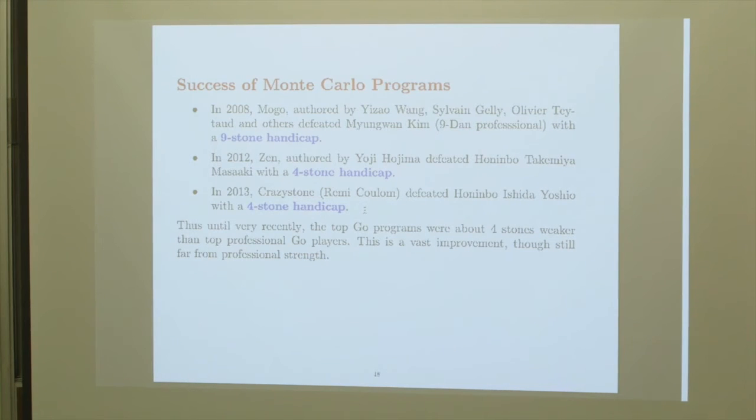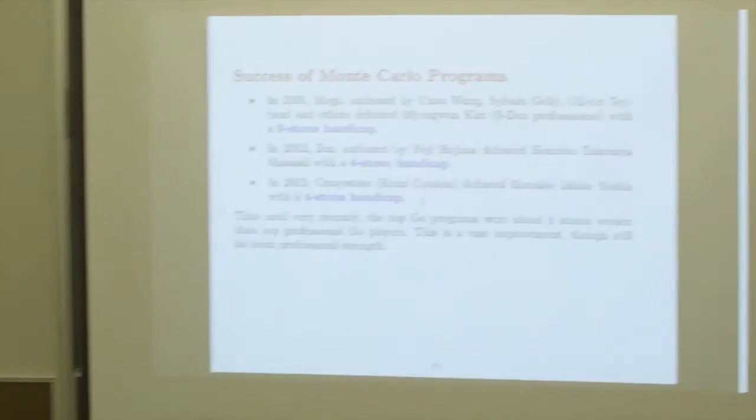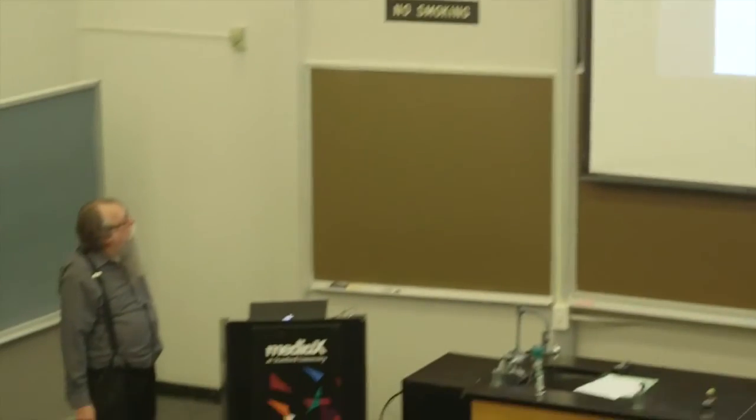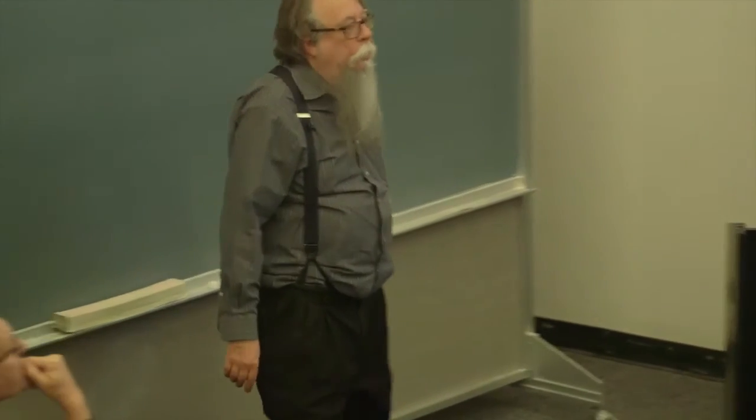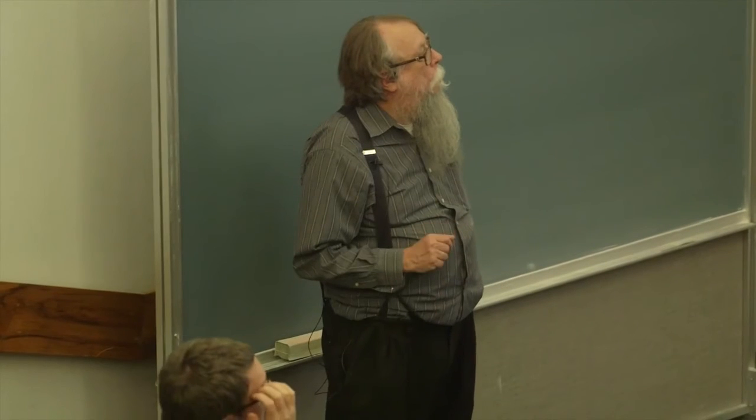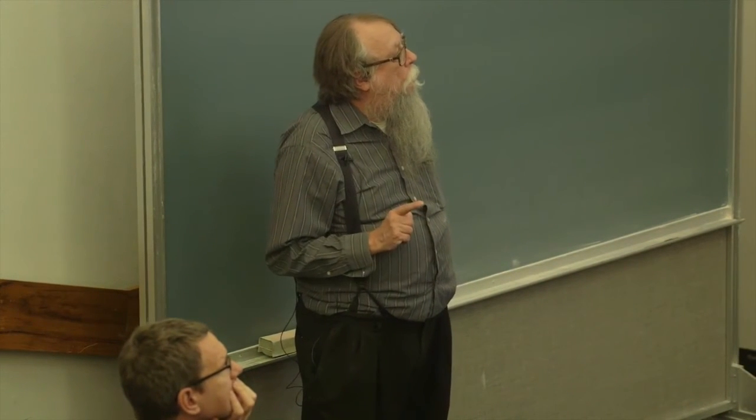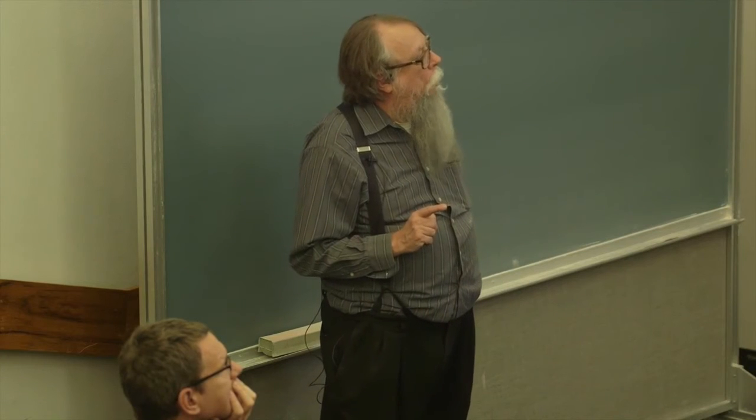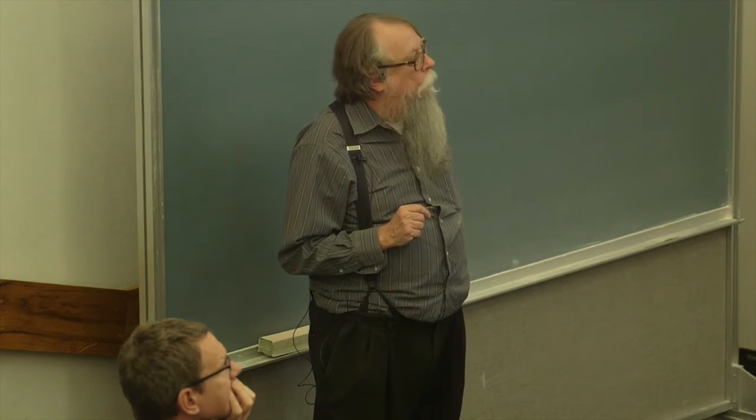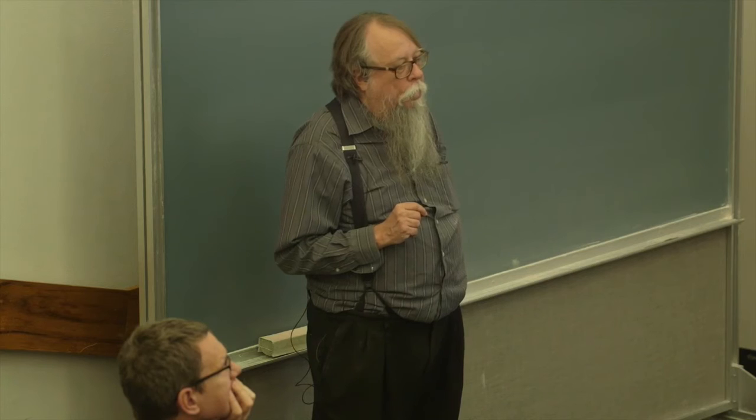And then just 3 years ago, a couple of Monte Carlo programs, Zen, which is authored in Japan, and Crazy Stone, which is authored in France, defeated a couple of the former world champions, Masaki Takemiya and Yoshio Ishida. Both were at the top of the Go scene in the 1970s.